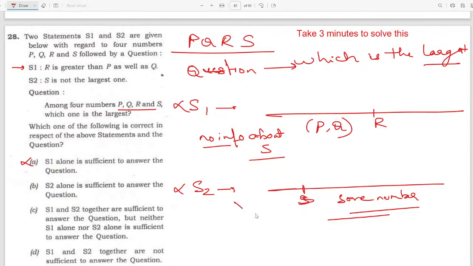Now the second statement is telling that S is not the largest. So S is not at the rightmost corner of this number line. So S would be somewhere here. So S is clearly not the largest. That would clearly give the answer which is the largest. The largest would be R.